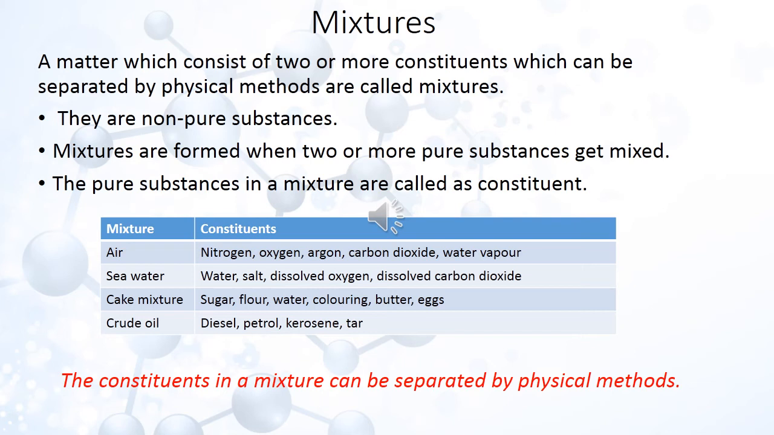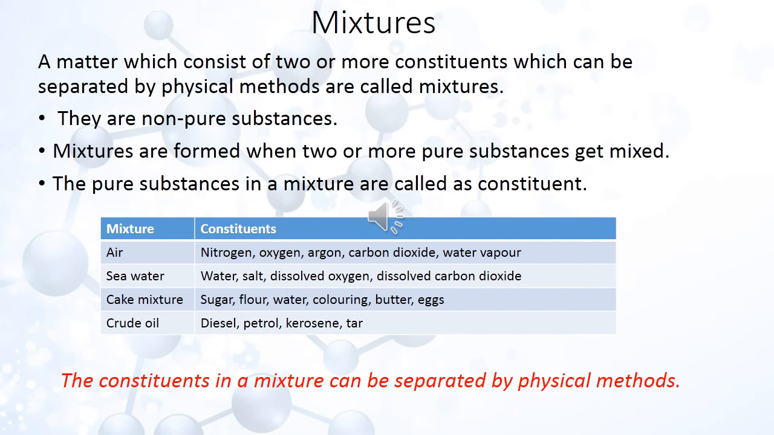Let's consider a few mixtures now. Air is a very good example of a mixture. What are the constituents there? Nitrogen, oxygen, carbon dioxide, argon, water vapor. Air is a mixture of all these gases. So all these gases can be separated by physical methods.